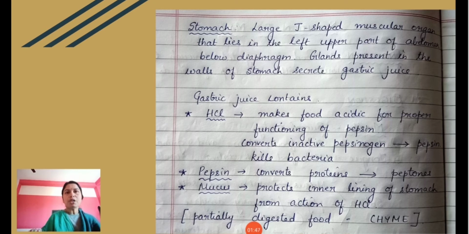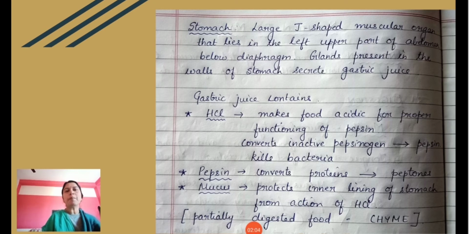So digestion of carbohydrates begins in the mouth itself, and digestion of proteins, or breakdown of proteins, begins in the stomach by the action of pepsin, which converts proteins into simpler forms called peptones.